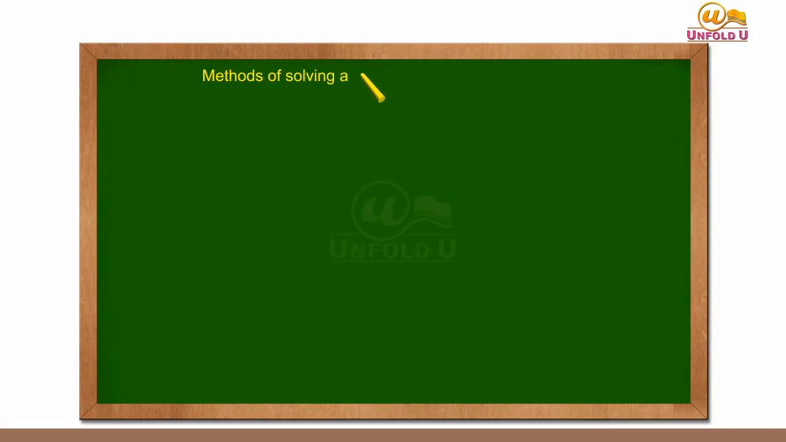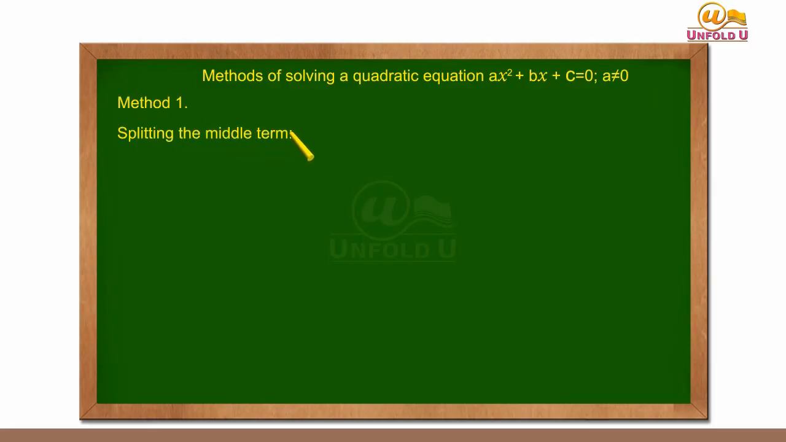Methods of solving a quadratic equation: ax² + bx + c = 0, a ≠ 0. Method 1: Splitting the middle term. In this method, we split the middle term into two parts.